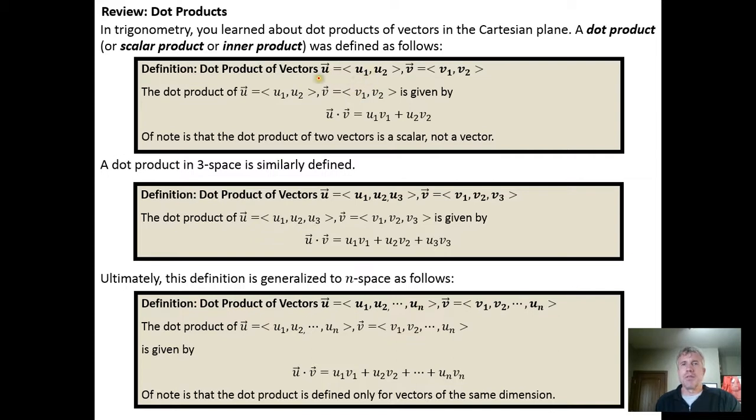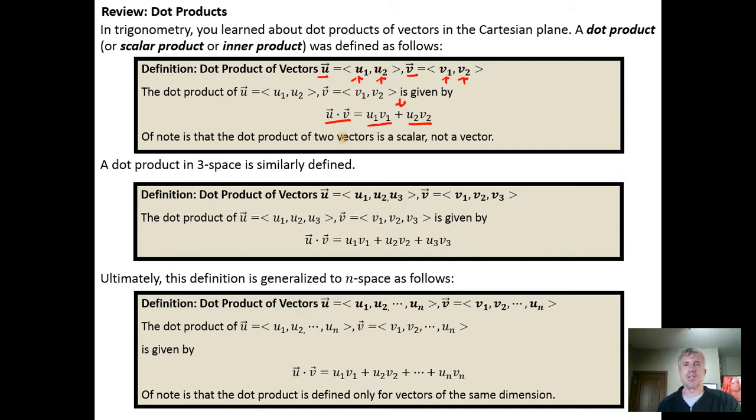If we have a two-dimensional vector u and a two-dimensional vector v, in other words, each vector has two components, u sub 1, u sub 2, and v sub 1, v sub 2, the dot product, u dot v, is just defined to be the sum of the products of corresponding vector elements. So you multiply u1 times v1 plus u2 times v2.